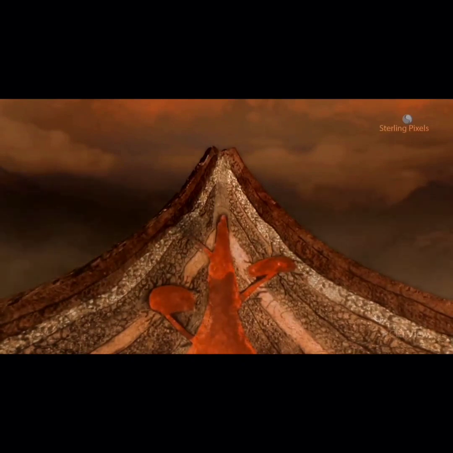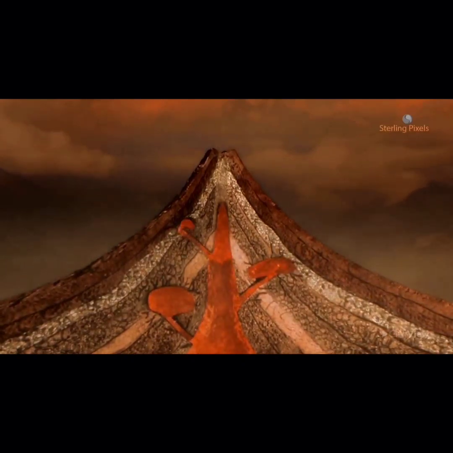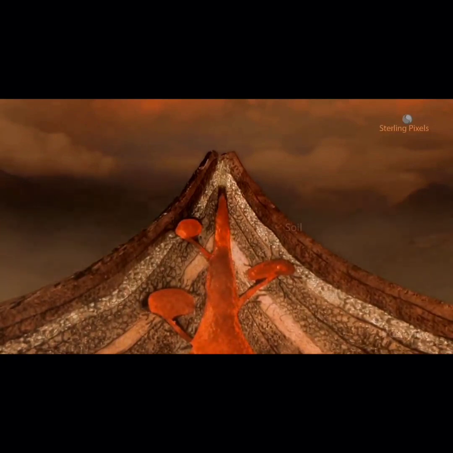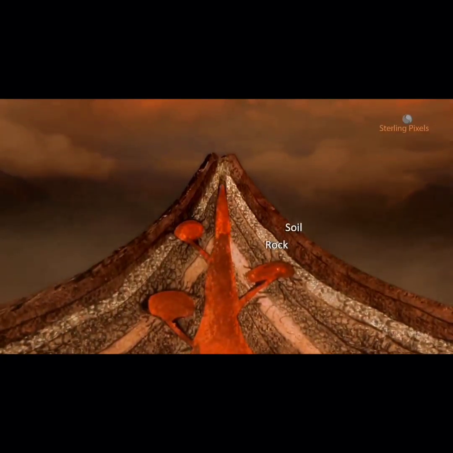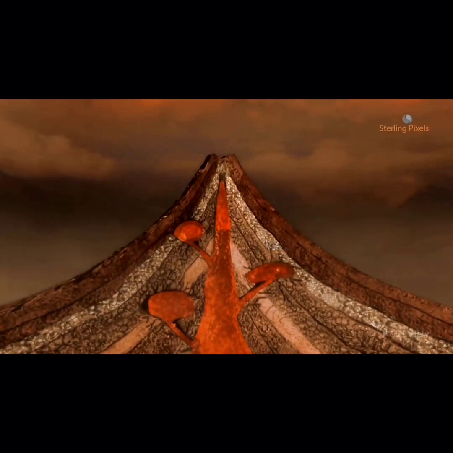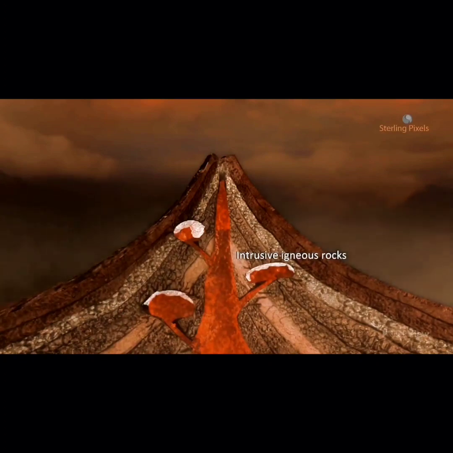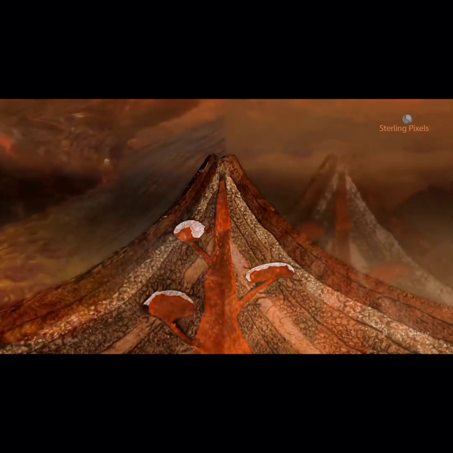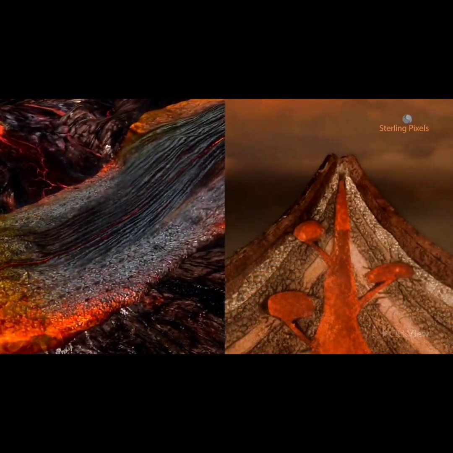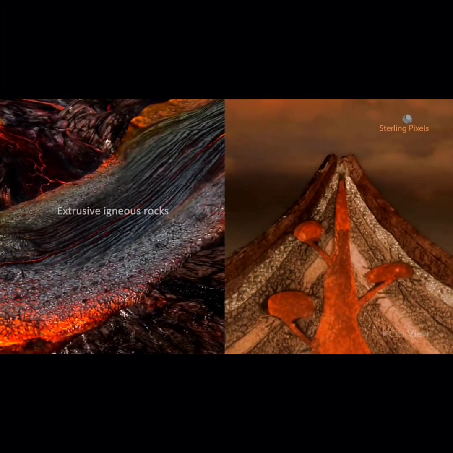The magma cooled slowly beneath the earth's surface as it is completely surrounded by soil and rock. The cooling and the solidification of the magma at the depth within the earth's crust resulted in the formation of rocks having large crystals known as intrusive igneous rocks. So, we learned that igneous rocks are of two types: extrusive igneous rocks and intrusive igneous rocks.